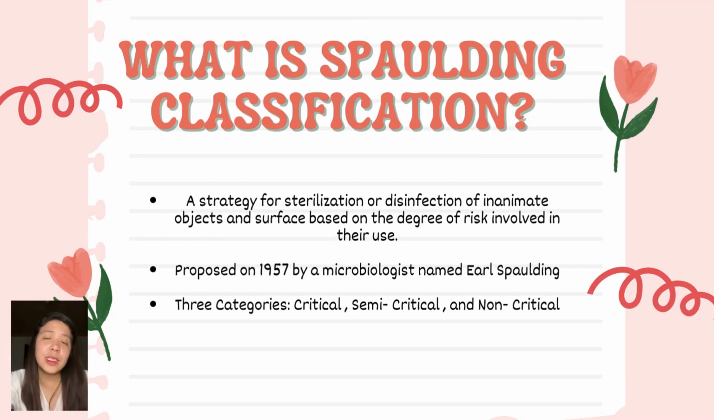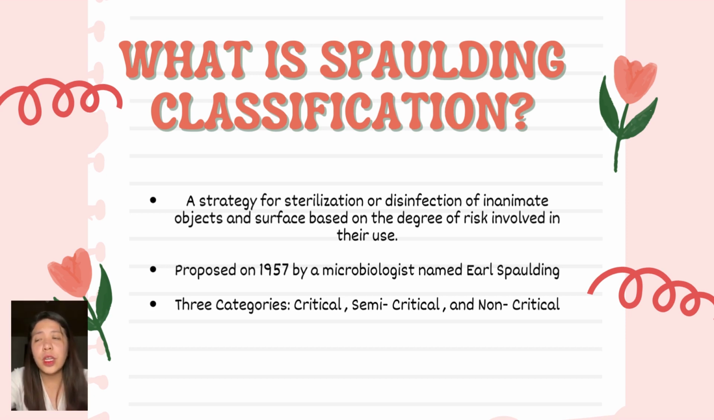So, what is Spaulding classification? According to the CDC, it is a strategy for sterilization or disinfection of inanimate objects and surfaces based on the degree of risk involved in their use. It was proposed in 1957 by a microbiologist named Earl Spaulding.